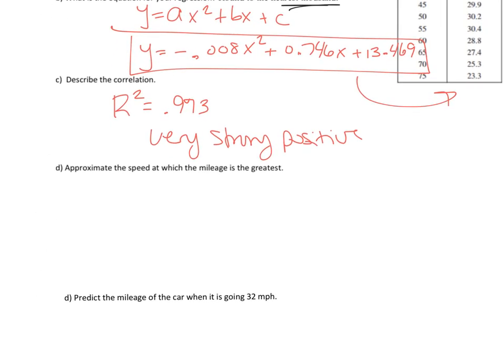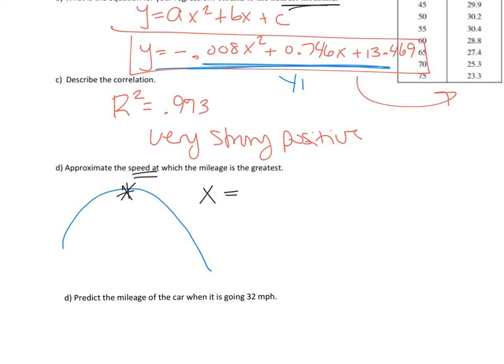So it says approximate the speed at which the mileage is the greatest. What you would do is put this equation into y1 and then press graph, and you'll see the curve go through the data points. You want to find the maximum here. We want to approximate the speed, so I need to find my x value. To find your maximum, you're going to press second trace and choose choice 4, and you're going to see a blinky dot on your screen.